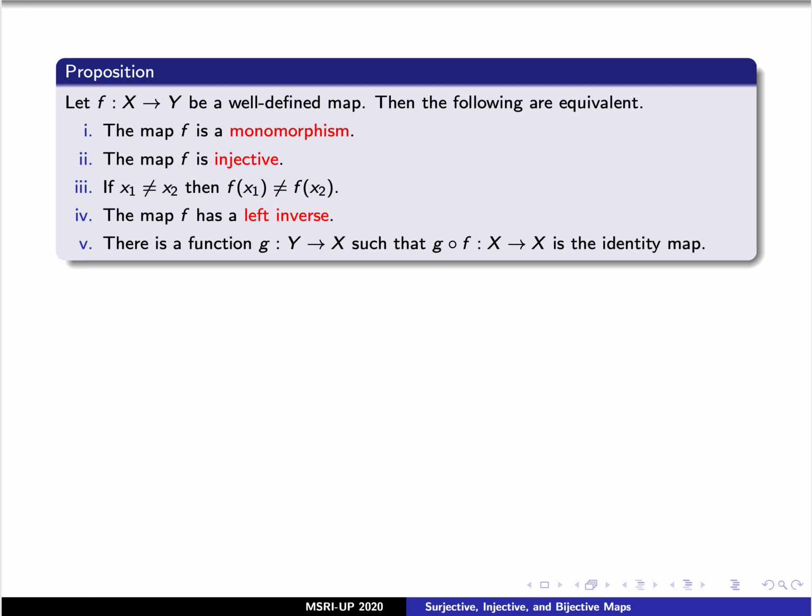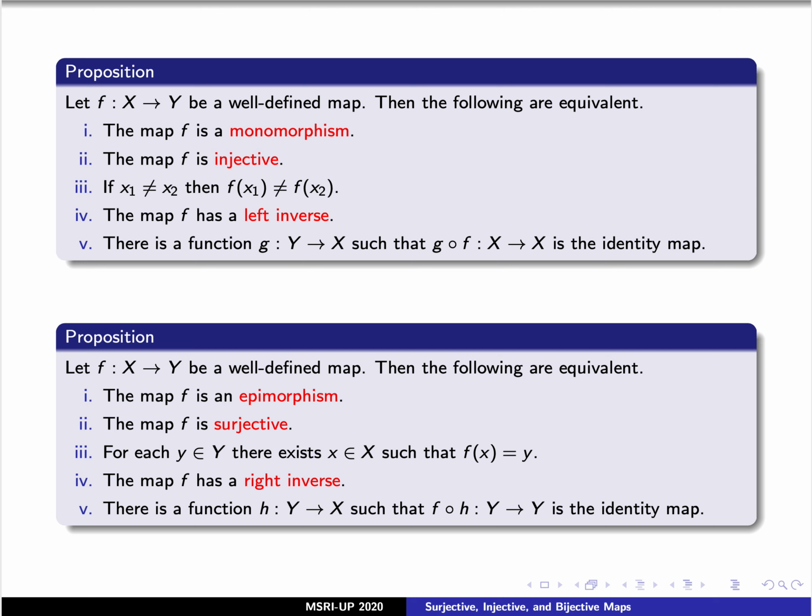What's a little bit surprising is that this idea of being injective is the same as having a left inverse. That means that we can find a function g mapping from Y to X such that g composed with f is the identity map on the domain X.